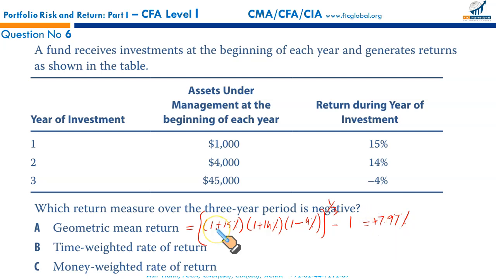Time weighted return of the fund is the same as the geometric mean return of the fund. So it's again 7.97%. Now that leaves only the option C, and of course that would be the right answer. But let's do the computation. They are long, they're a little twisted, but let's do them so that we make a better understanding.